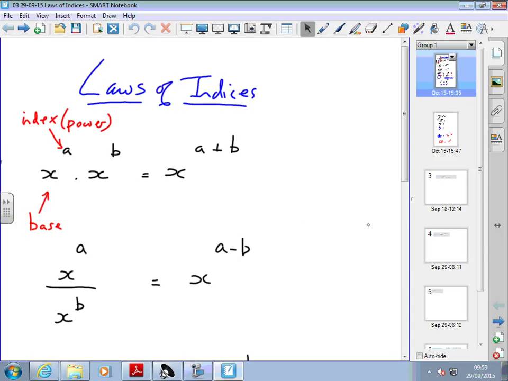So, laws of indices. Let's go through them and then I'll pause the video and you can make a note of them. Let's have a look at them first of all and see where they come from. You'll get a chance to write them down.